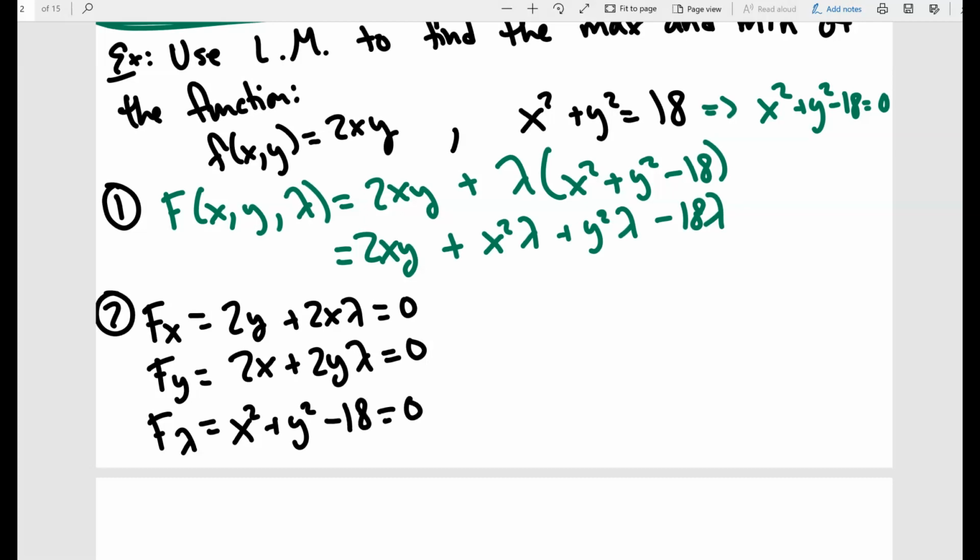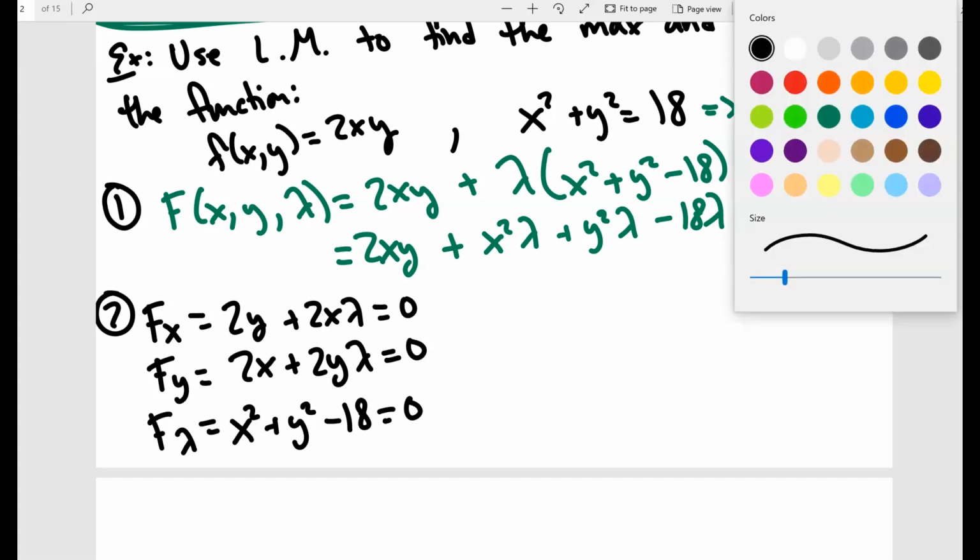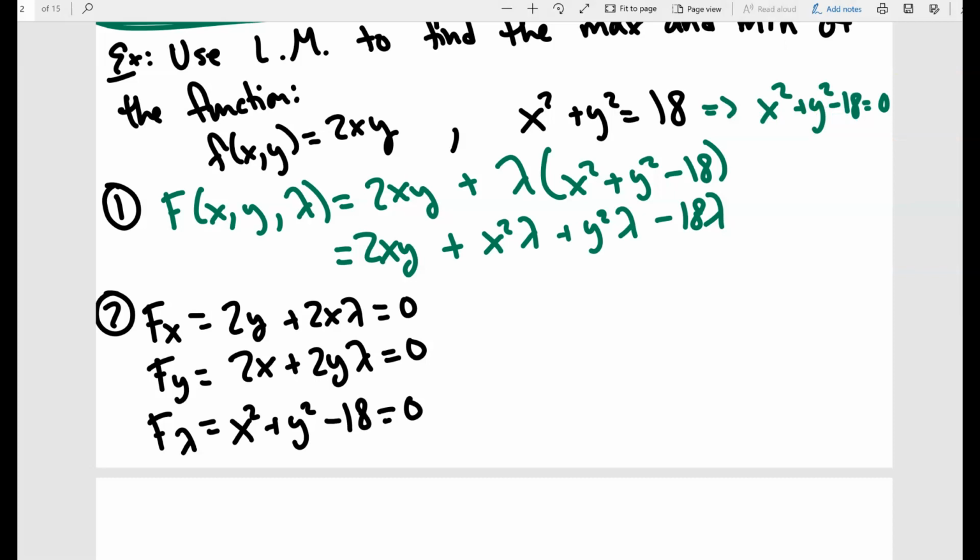Okay, so when we set our Lagrangian, that was the first step. The second step was to take the partial derivatives. Now we're going to go ahead and solve them. So what I like to do is solve for these two. I'm going to solve for lambda first. So here, I'm going to first start off with f sub x. So I'm going to have 2y plus 2x lambda equals 0. Let me solve for lambda. So I'm going to move the 2y over.